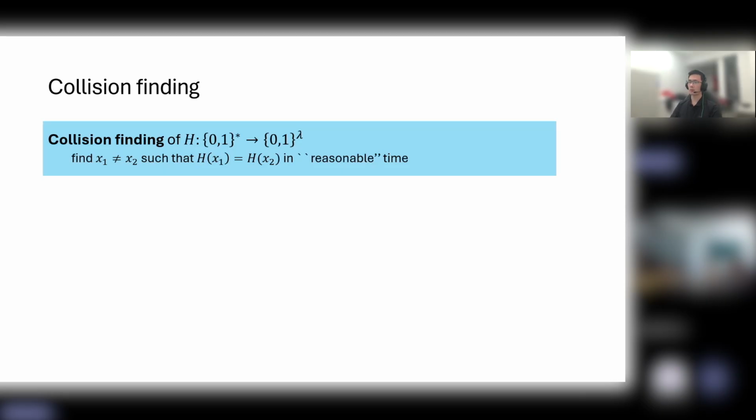So let's start from a famous question, collision finding. Let's say you have a random function h, where the domain is a full domain and the image is a lambda-bit image. The task is to find two elements from the domain such that their images are equal. For classical algorithms, we all know that the best classical algorithm runs in time square root of the size of the image. And it's famous because of the birthday paradox.